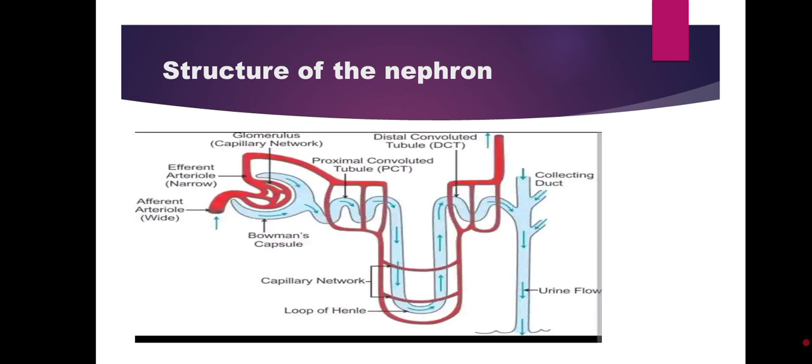Now, as we go along, as you see the arrows, we have the proximal convoluted tubule, right? When we're talking about the proximal convoluted tubule, you can see that it is next to the Bowman's capsule, to the Malpighian body, as I said, right? The glomerulus and the Bowman's capsule together, we call them the Malpighian body. Then it moves to the descending limb, right?